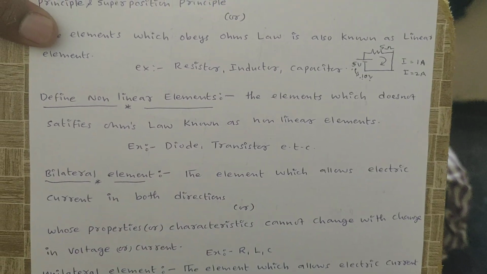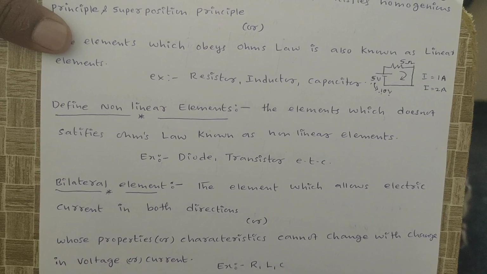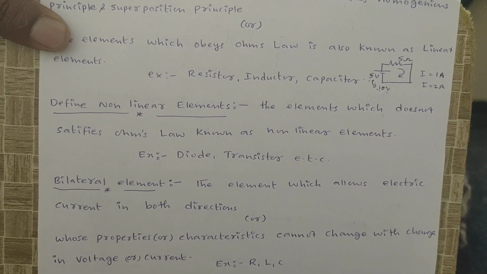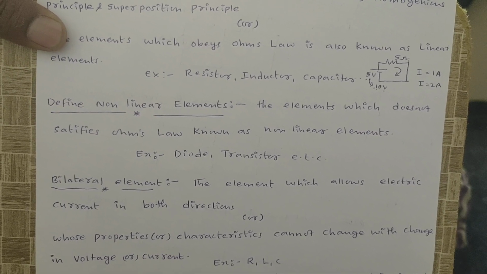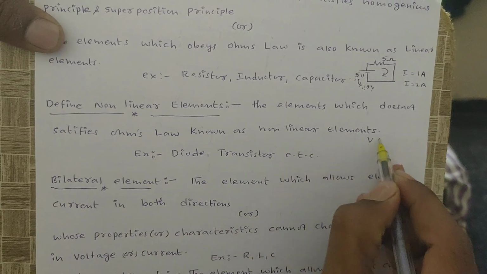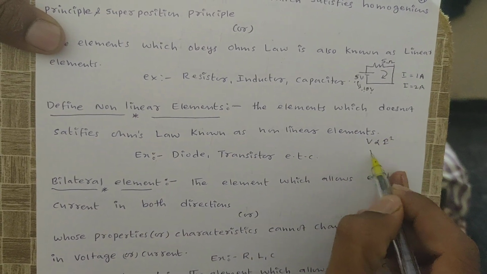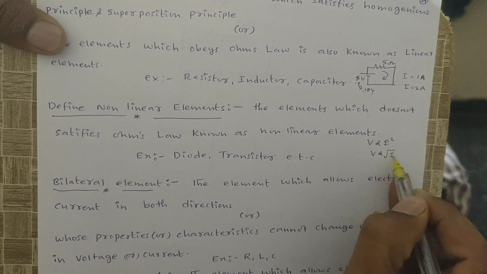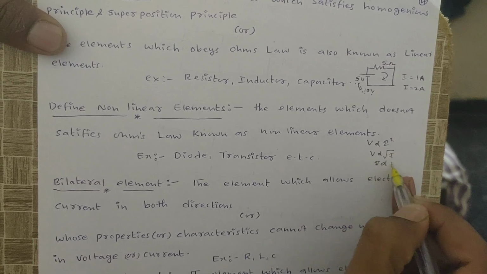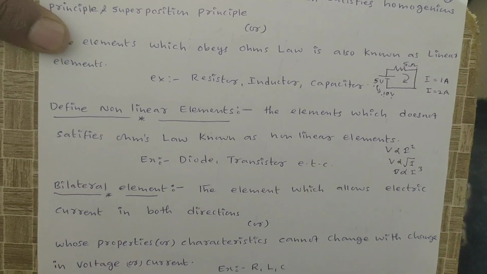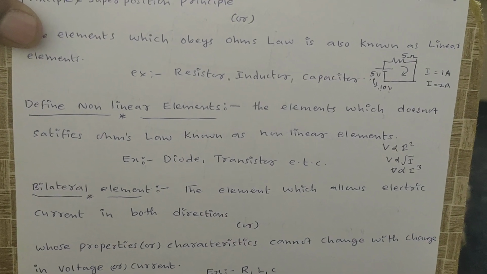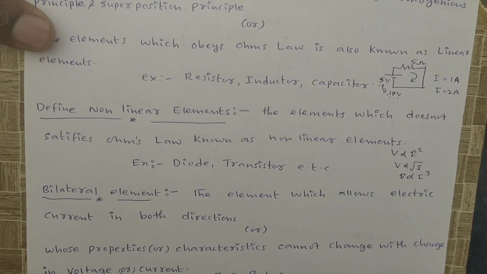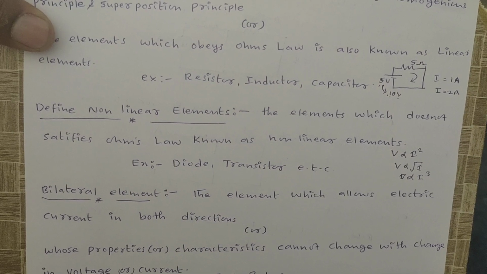Next, define non-linear elements. Okay, the elements which don't satisfy Ohm's law. That means if V is directly proportional to I square, that is a non-linear relation; V directly proportional to under root I, or V directly proportional to I cube or I power 3 by 2, all those relations come under the non-linear category. That means if voltage increases, sometimes current may not increase.